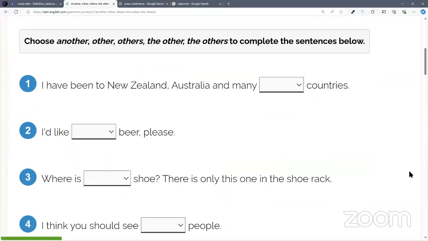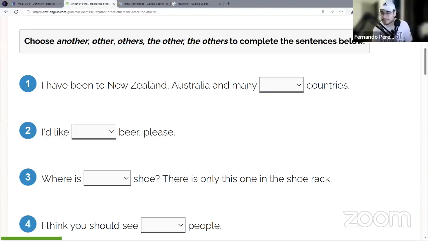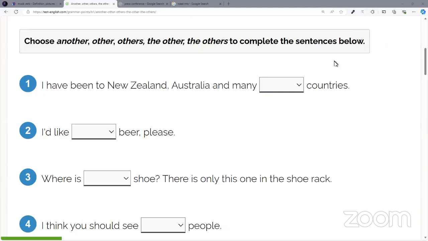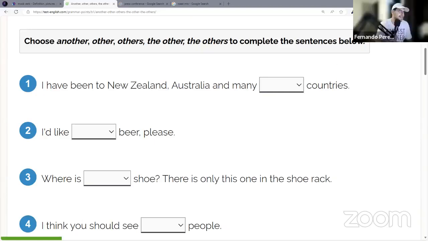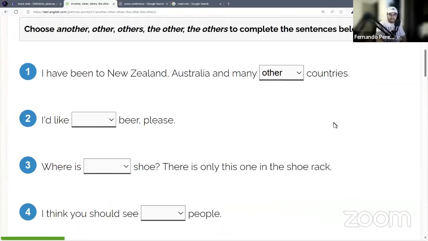I have been to New Zealand, Australia, and many another countries. Incorrect. The word another is one more, and countries is plural. So that is contradictory. Many other countries. Exactly, the word is other. Yes. Many other countries. Good job.